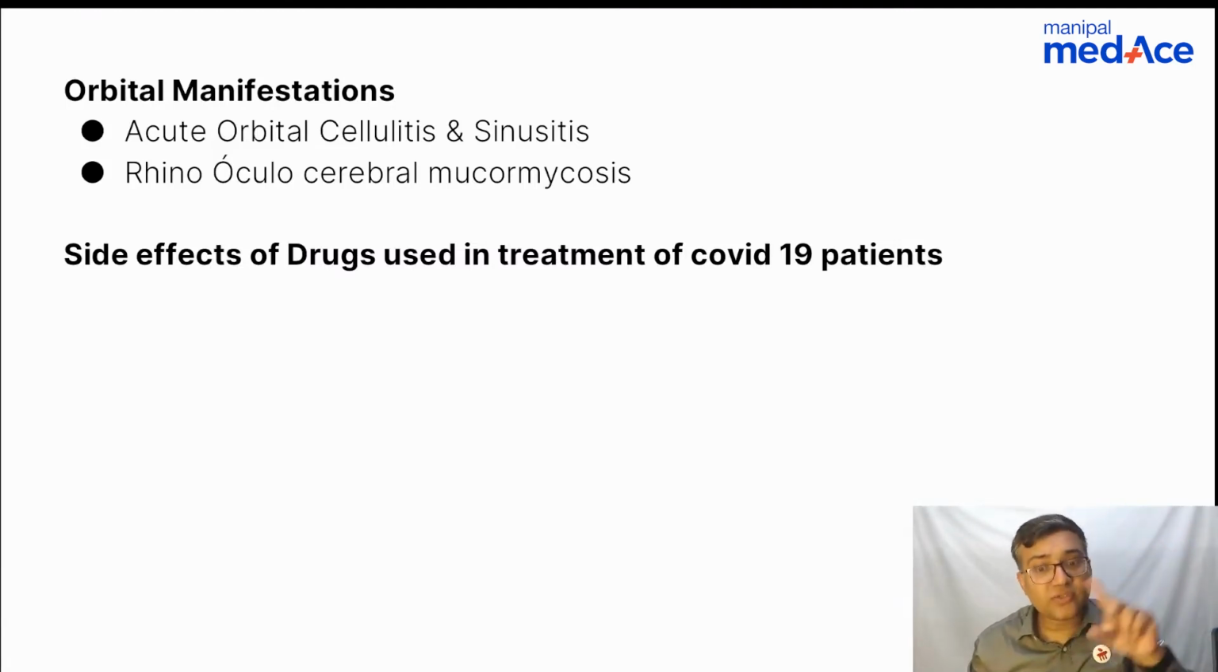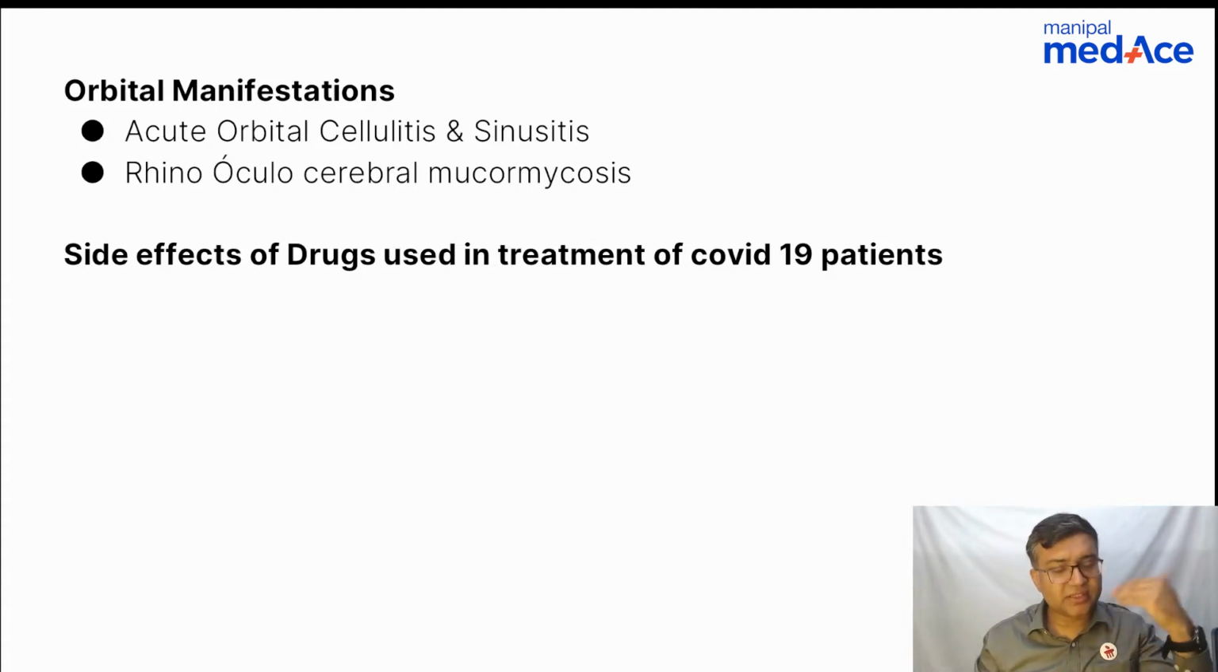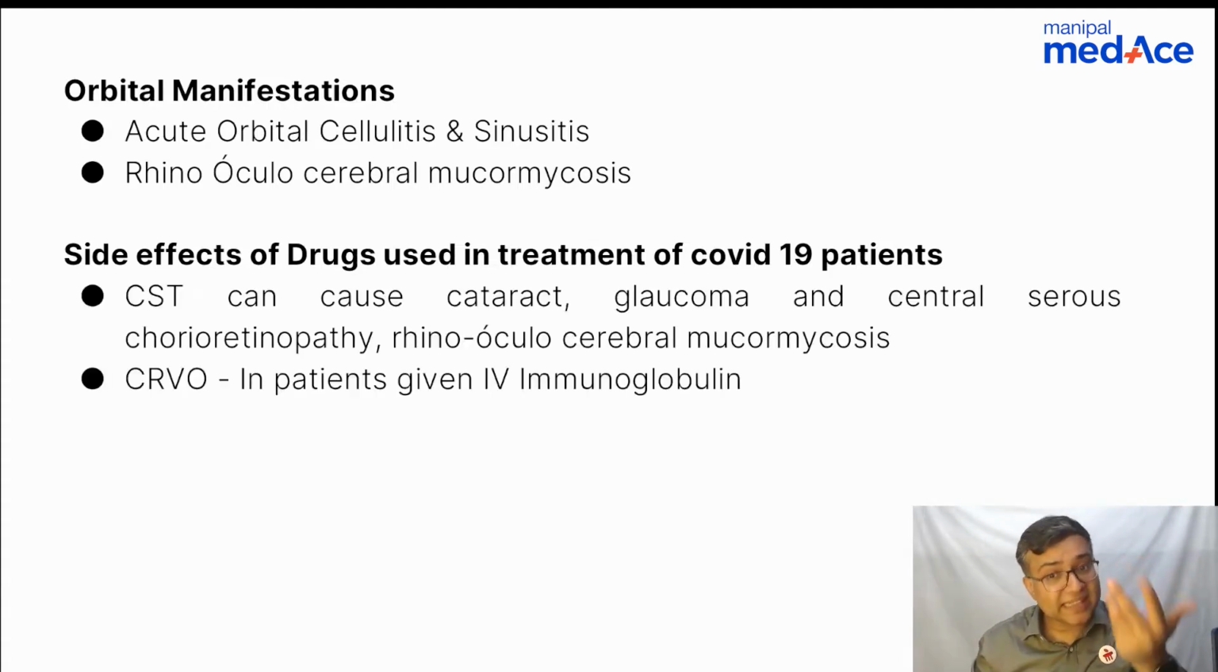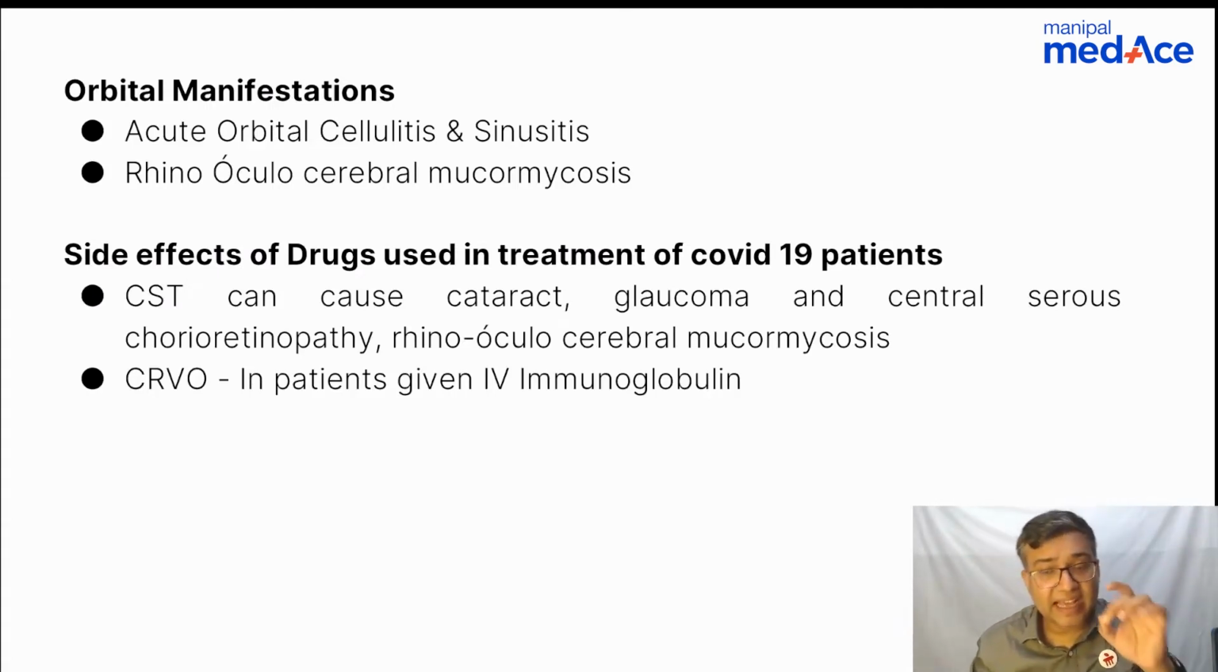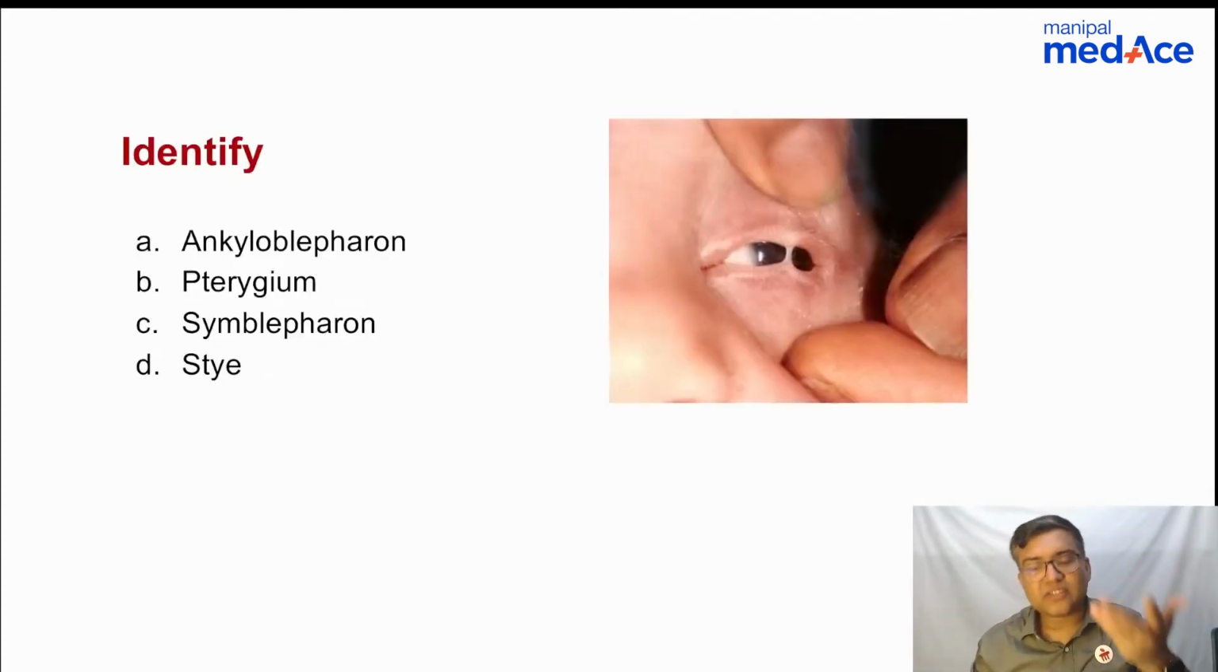The drugs that we give can also cause ocular manifestations. Corticosteroids can cause cataract, glaucoma, and central serous retinopathy. And in patients who are given intravenous immunoglobulin, it can also cause central retinal venous occlusion. Okay, so with this we come to the last question of this session.